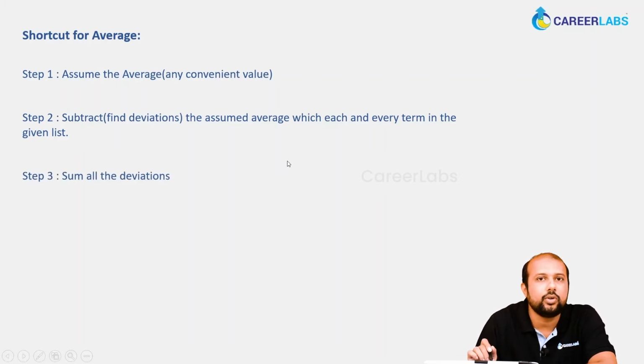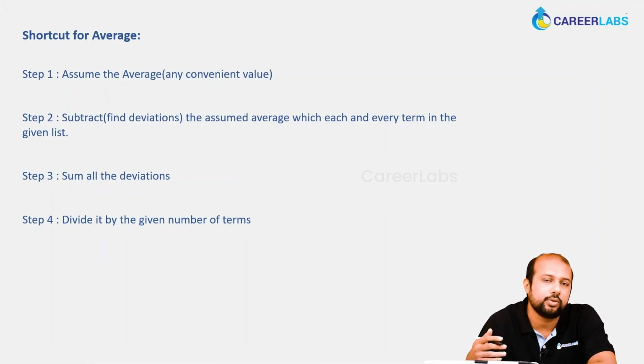Whatever deviations you got, whether negative values or positive values, lesser than the assumed average or more than the assumed average, you add all the deviations, sum all the deviations. After summing all the deviations, you divide by the number of terms. You basically find the average again, after identifying all the deviations.